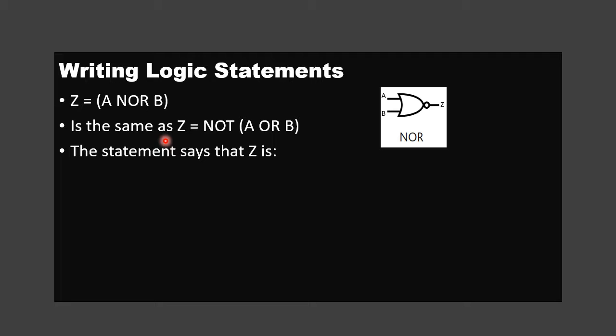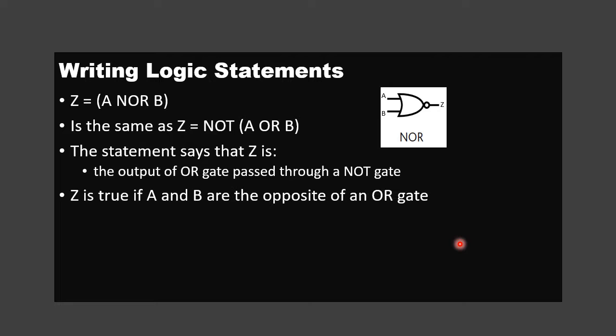The statement says that Z is the output of the OR gate passed through a NOT gate. The input of this OR gate is A and B, and when it reaches the output of the NOT gate it becomes Z. Z is true if A and B are the opposite of an OR gate.